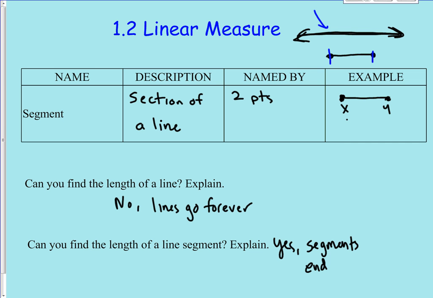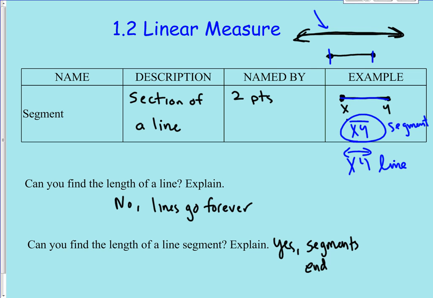It's usually named by 2 points. So an example, X and Y here. I have a segment XY here. I would just say that by XY. Notice there's no arrows there. This says XY is a line. This one says segment.